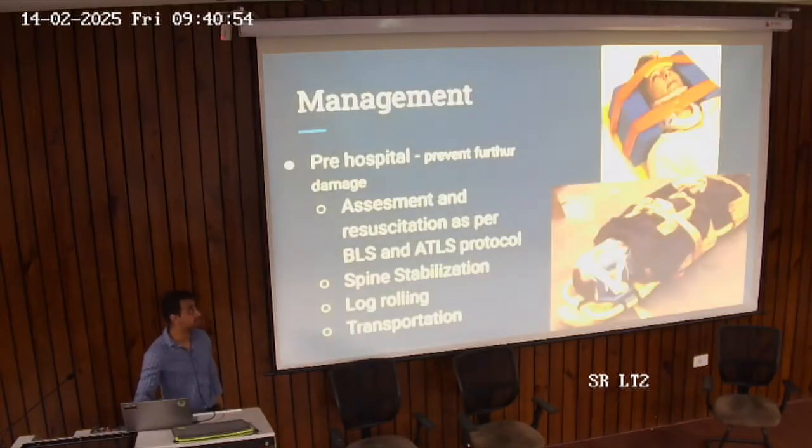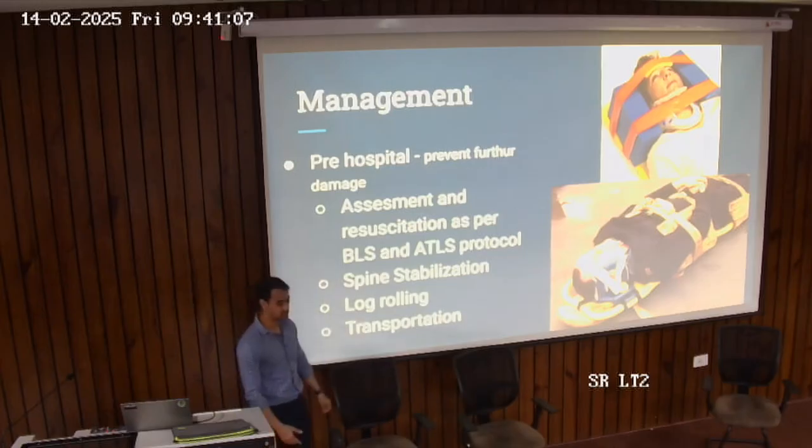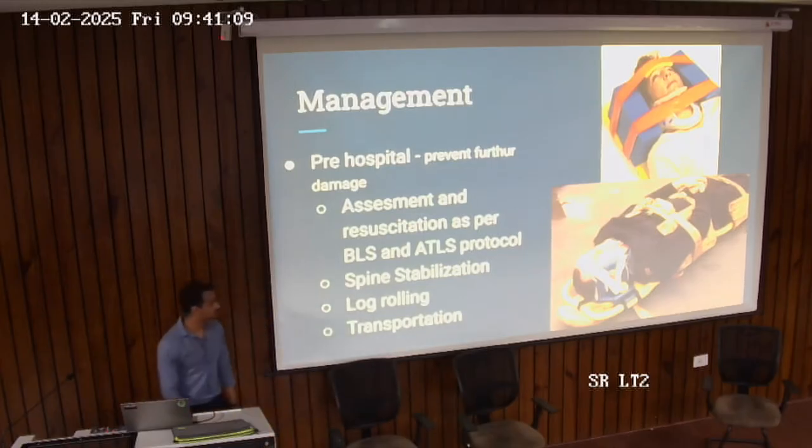First thing is the pre-hospital care. The only goal is to prevent further damage. You are not supposed to treat the patient, just prevent further damage. This assessment happens according to BLS and ATLS, which I assume you have done. BLS is basically you have to take care of A, B, C, D, E.